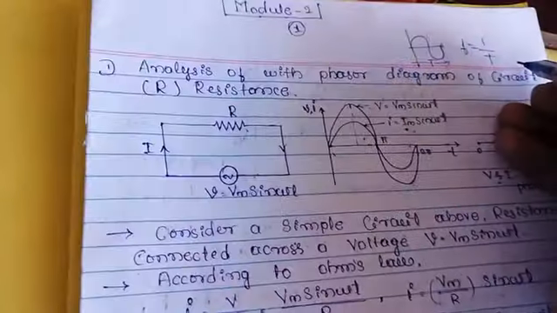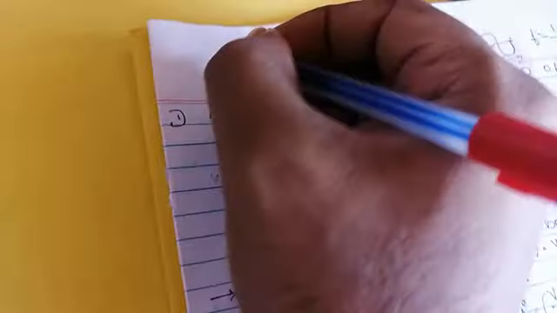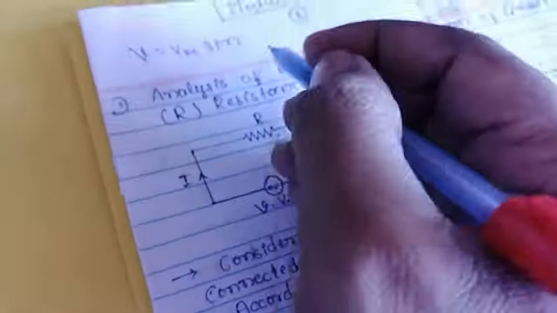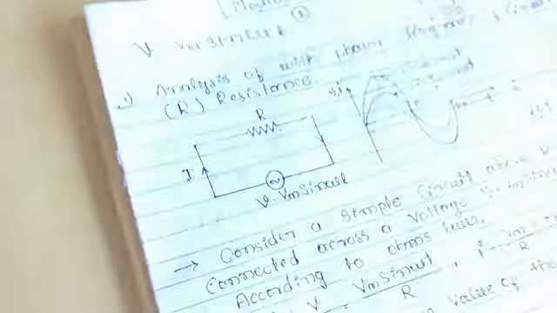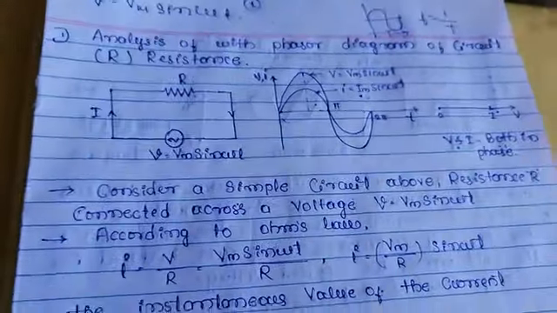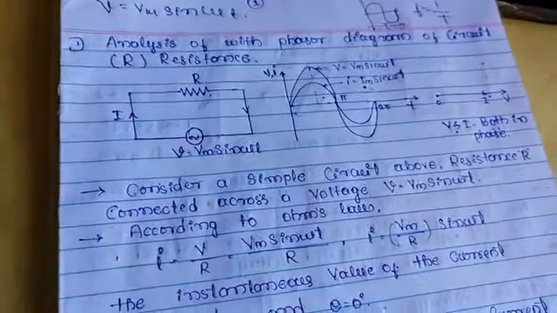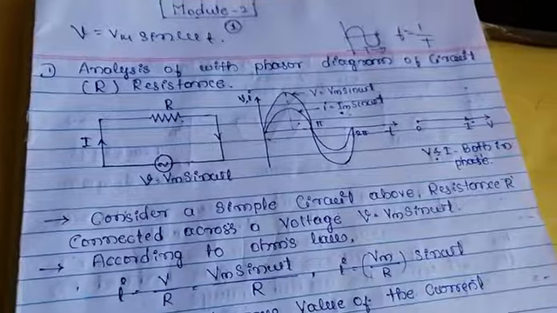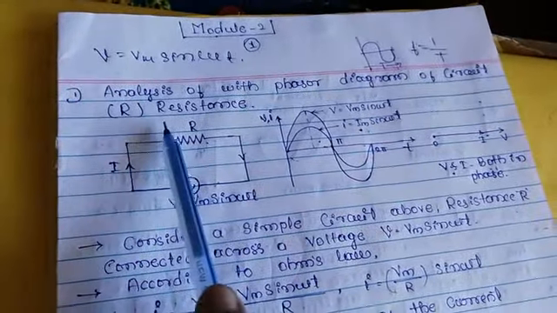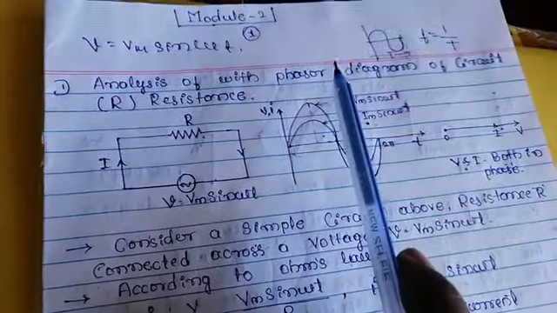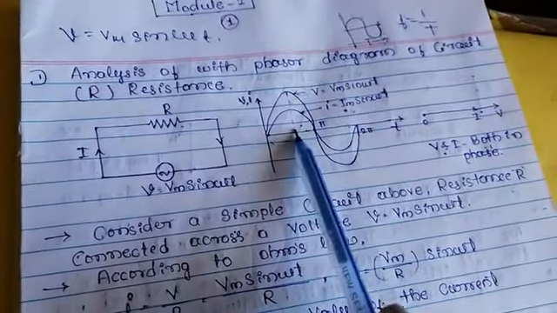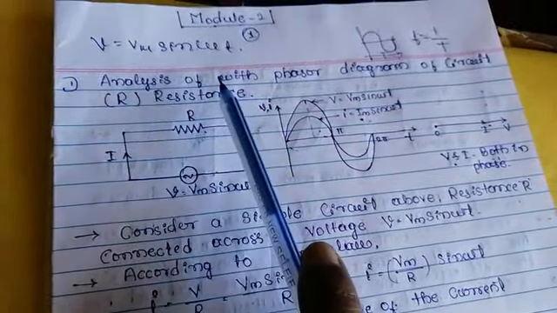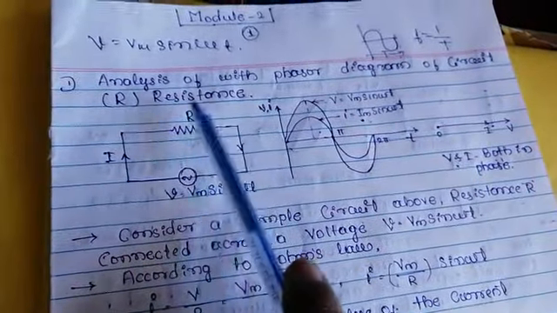In AC, we have studied instantaneous value. What is instantaneous value? v = Vm sin ωt. With respect to this, we have to study the analysis of RLC, that is resistor, inductor and capacitor. Analysis with phasor diagram: here we have to show the circuit diagram, waveforms and vector diagram. First we have to study analysis with phasor diagram of the resistor R circuit.